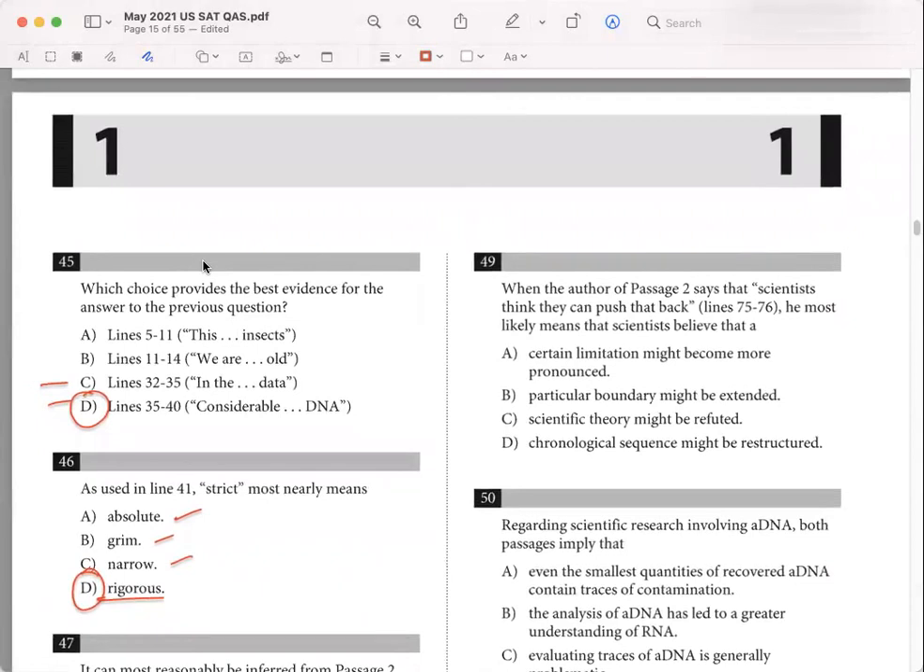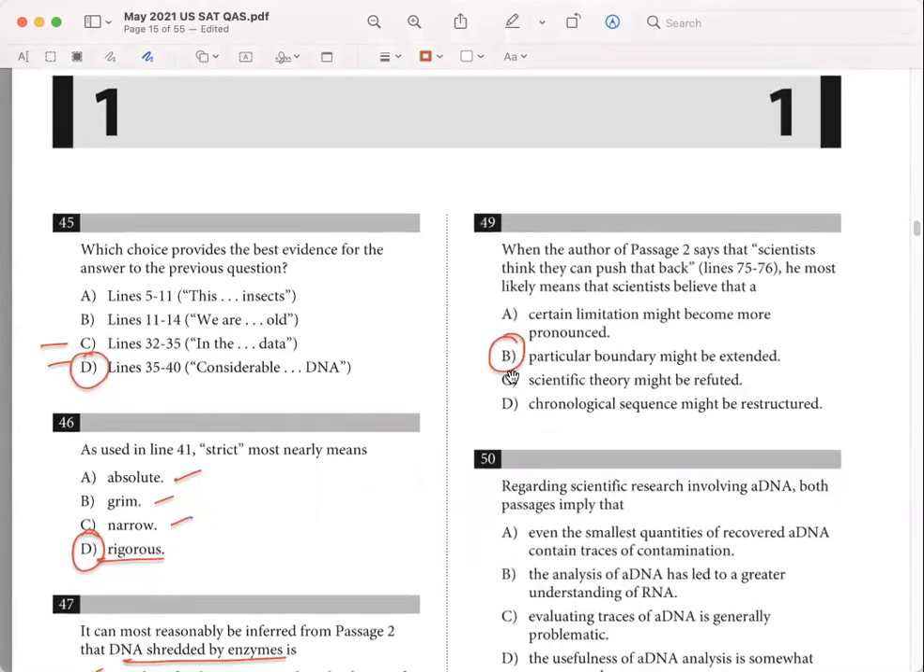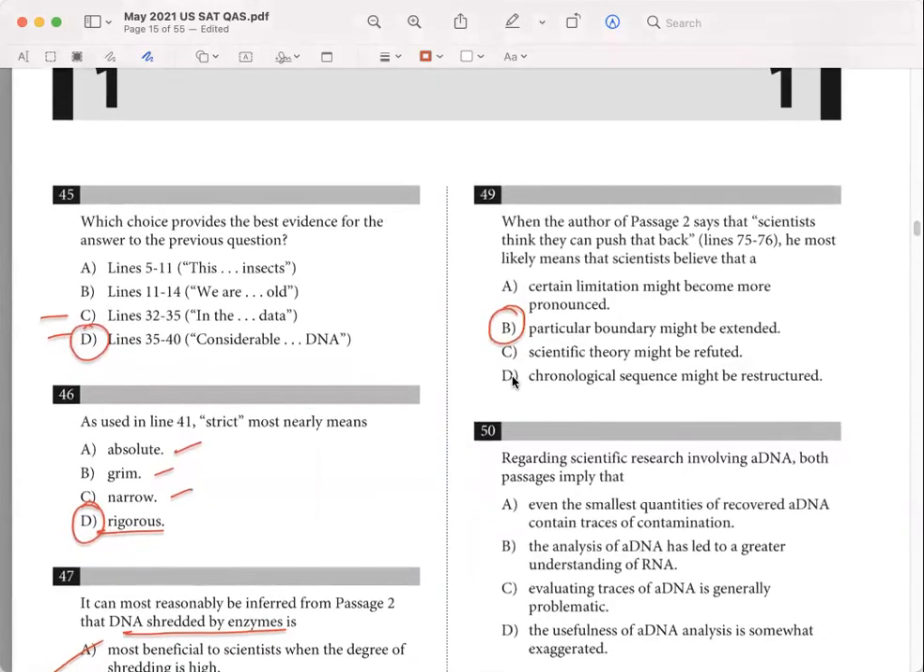Certain limitation might become more pronounced, particular boundary might be extended, scientific theory might be refuted, chronological sequence might be restructured. So a particular boundary might be extended. So the oldest so far is 700,000 years, and that might extend to 1 million years based on this new information that's available. You're not resequencing the chronological order. So D is out.